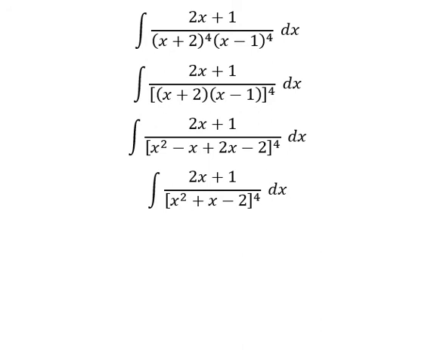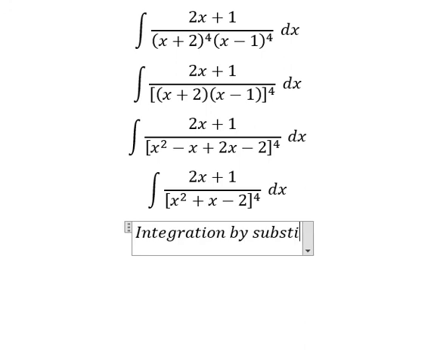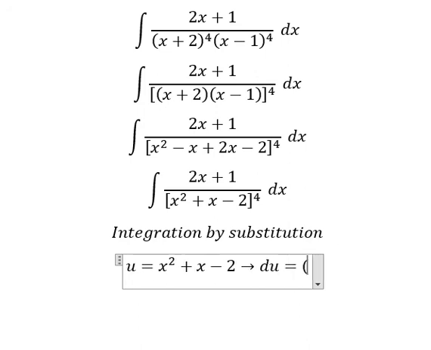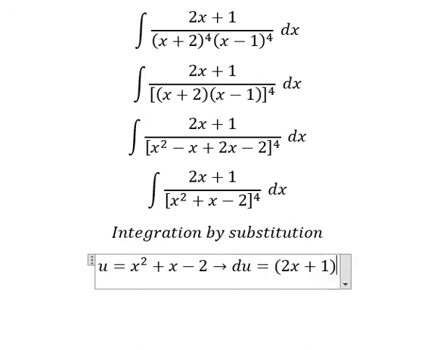Next, we need to use integration by substitution. So I will put u equals s squared plus s minus 2. Later we do the first derivative for both sides. We have (2s + 1) ds.